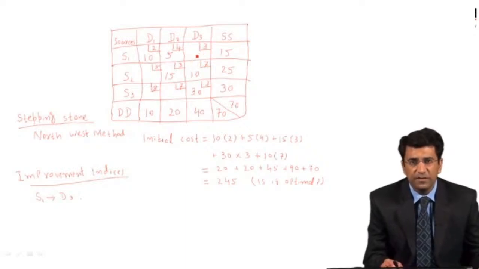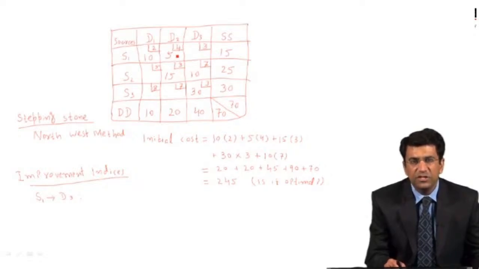We have already done a related problem: if we add one particular unit at this particular cell, then we'll have to subtract that unit from the next cell. Similarly, if we subtract one unit here, we'll have to add the unit here, and again subtract the unit here, in order to keep the row total and the column total equal.